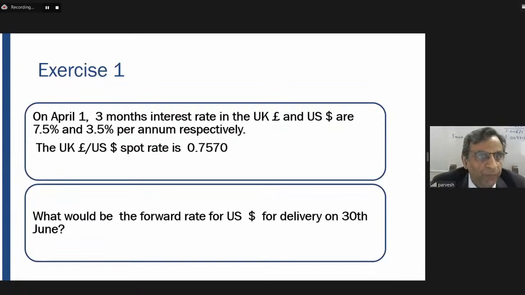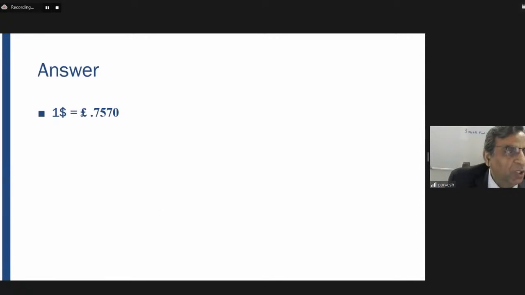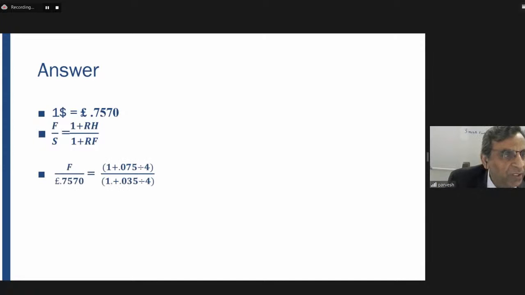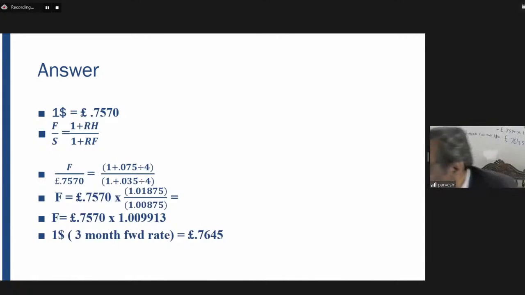So this is the question. The rate of interest in UK is given as 7.5%, and US it is 3.5%, and the spot rate is given. What should be the forward rate for US dollar on 30th of June? This question has been solved like this: $1 is equal to pound 0.7570, the spot rate. Then we use the formula and take the interest rates. These are annual rates, so we divide by 4, in both numerator and denominator, to arrive at a 3-month forward rate, and we get $1 is equal to 0.7645. Yes, Sumit, you have got it right.